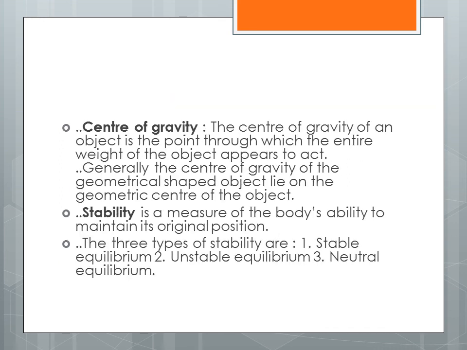Center of gravity. The center of gravity of an object is the point through which the entire weight of the object appears to act. Generally, the center of gravity of a geometrically shaped object lies at the geometric center of the object. Stability is a measure of the body's ability to maintain its original position. The three types of stability are stable equilibrium, unstable equilibrium, and neutral equilibrium.